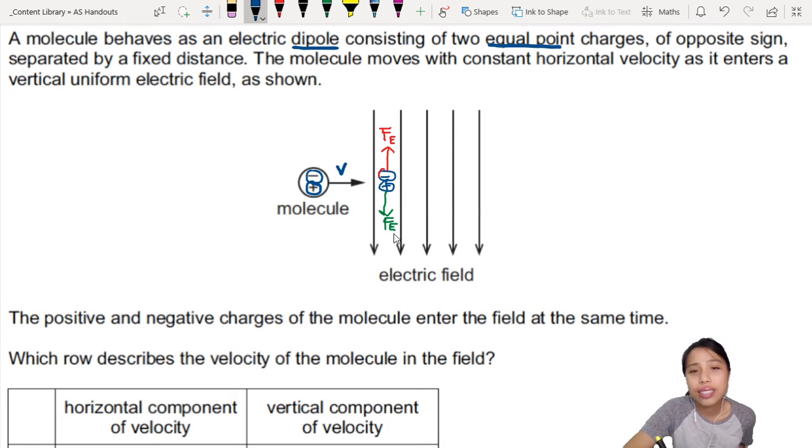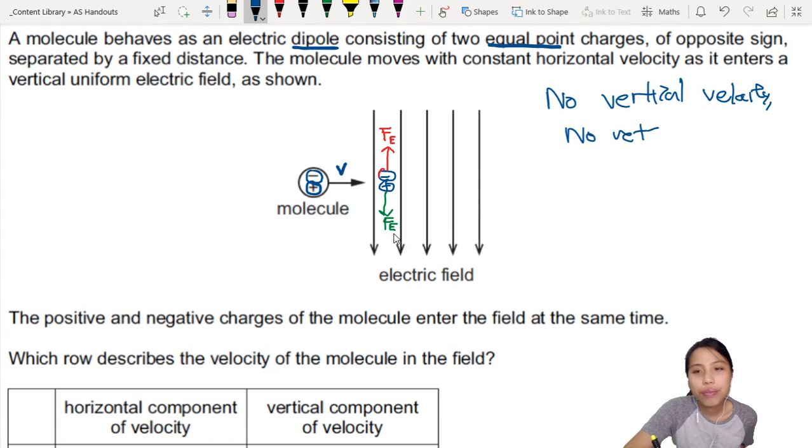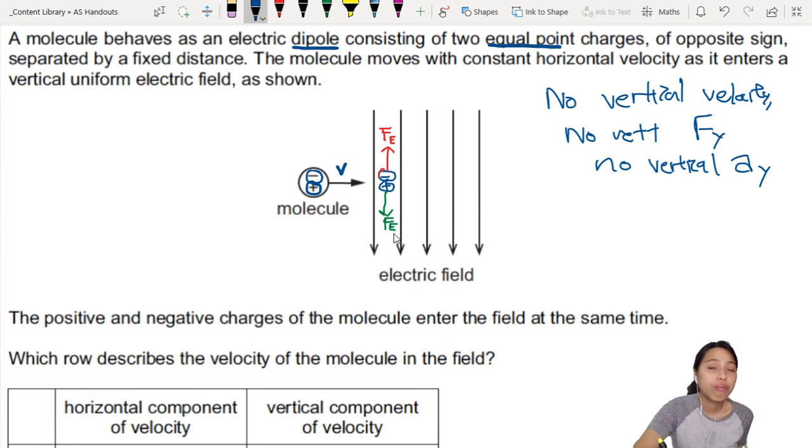this FE is the same magnitude. So there's going to be no vertical component. No vertical velocity. Why? Because no net force vertically. Because FE and FE cancel out, one up, one down, so there's no net force. Means there will be no vertical acceleration, otherwise what we call AY. So vertically, nothing's going to change.